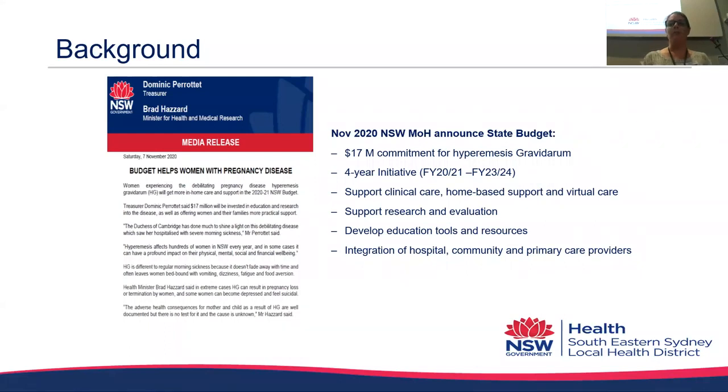Or 1.1% of women. This figure is likely to be underreported. HG is the main cause of hospitalization for women in the first half of pregnancy. It usually starts early in pregnancy, and some women continue to experience the condition throughout pregnancy.